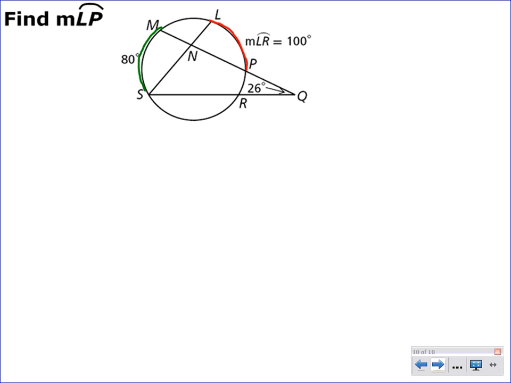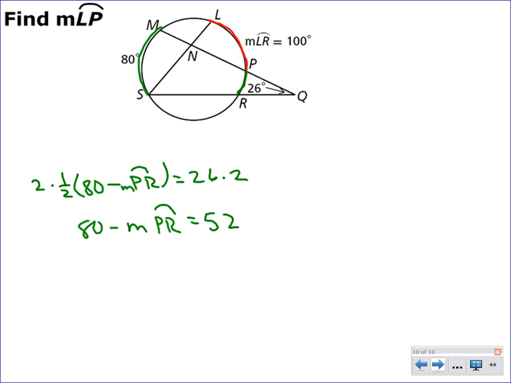Well, I know M to S is 80, but I don't know this one. So that means that 80, since the angle's on the outside, 80 minus the measure of PR, 1/2 of that has to be equal to 26 degrees. I'm going to multiply everything through by 2. So 80 minus the measure of arc PR has to be equal to 52 degrees. Then I'm going to move it so it's positive and move that guy to the other side.